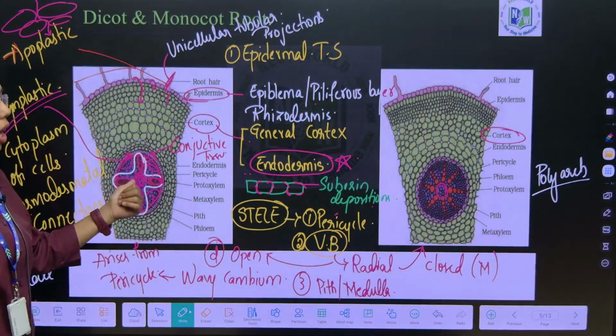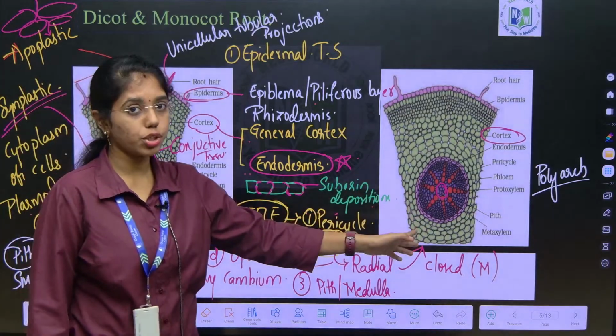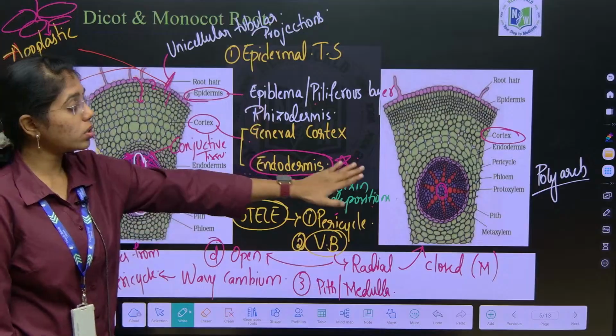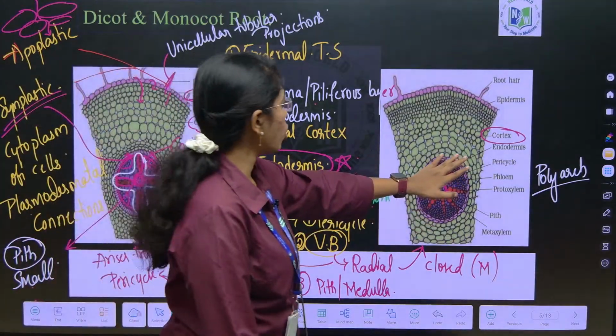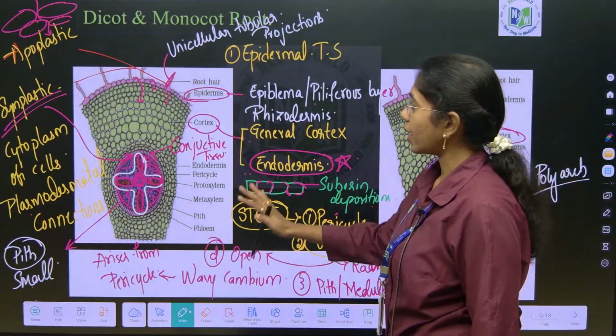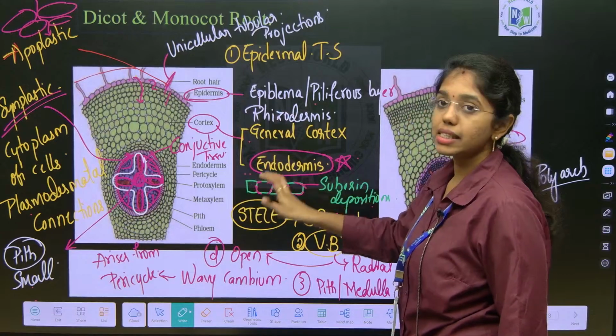Here you can see a small and inconspicuous pith, and here you can see a large pith in the monocot root, and closed vascular bundles in the monocot root, here the open form of vascular bundles. Clear, right? These are the basic differentiations that you will see only in the stellar region.